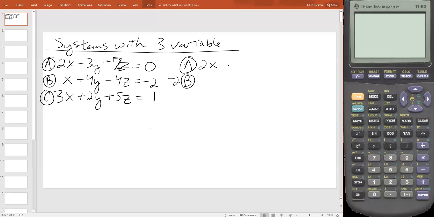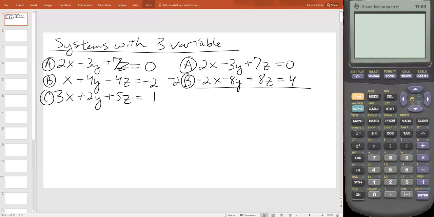So we're going to keep A the same, minus 3 plus 7z equals 0. I'm going to multiply everybody in B by negative 2, so negative 2x, negative 8y, positive 8z equals positive 4. Now, the second most common mistake is not multiplying everybody in an equation by whatever number you decide to use, like leaving that negative 2 as a negative 2 instead of making it a positive 4. It's a very common mistake.